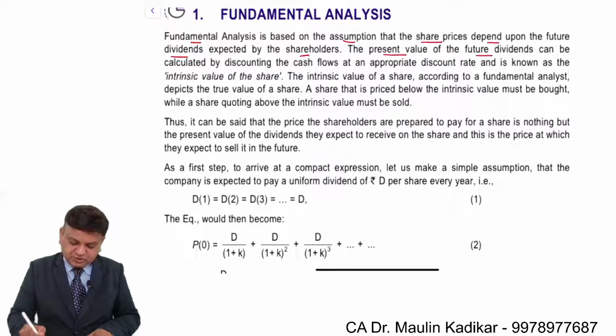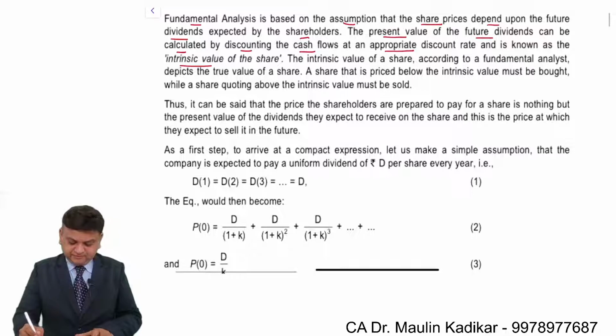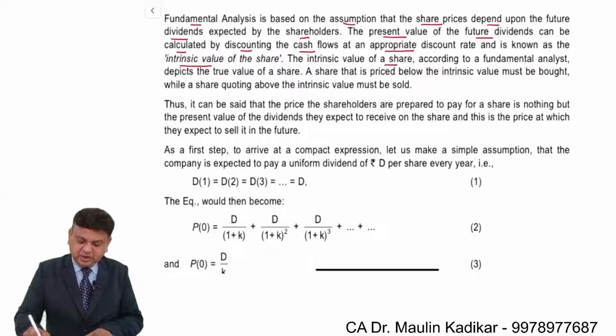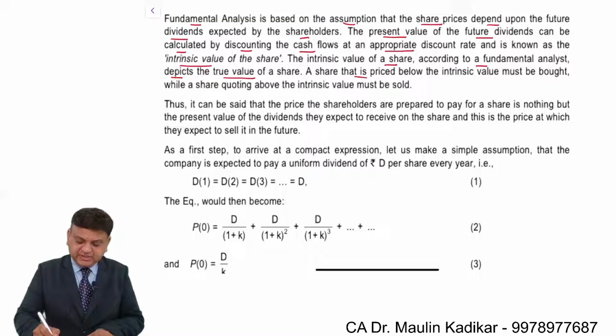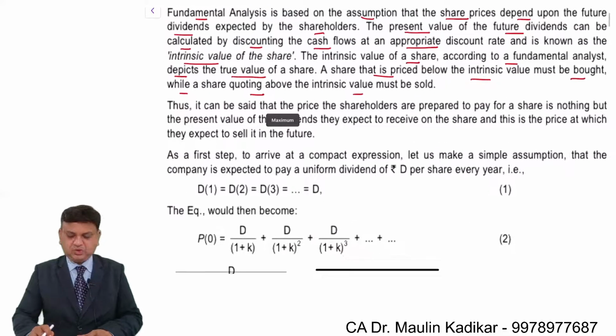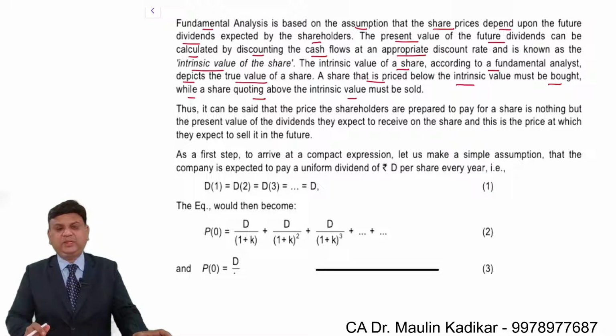The present value of the future dividend can be calculated by discounting cash flows at an appropriate rate of discount, known as the intrinsic value of the share or fundamental price. The intrinsic value of a share, according to fundamental analysis, depicts the true value of the share. That is the P0 which we were just discussing. A share that is priced below intrinsic value must be purchased, while a share quoting above the intrinsic value must be sold. So overpricing or underpricing. That is what we do even in portfolio management, the equilibrium price.